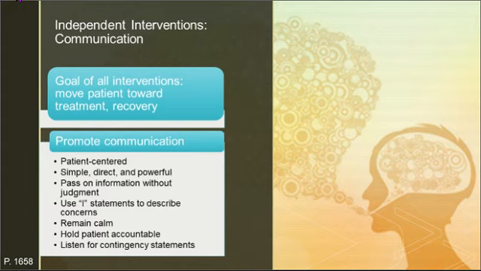Communication. Do not talk too much. Remain calm. Listen for contingency words, signaling that the person will not follow through. Practice active listening skills, noting patient's defense mechanisms, and notice body language. It's patient-centered. Use I statements to describe concerns. Hold the patient accountable: I am concerned about this. You teach the family to do this also. Contingency is, I will do this if. That's a contingency statement.